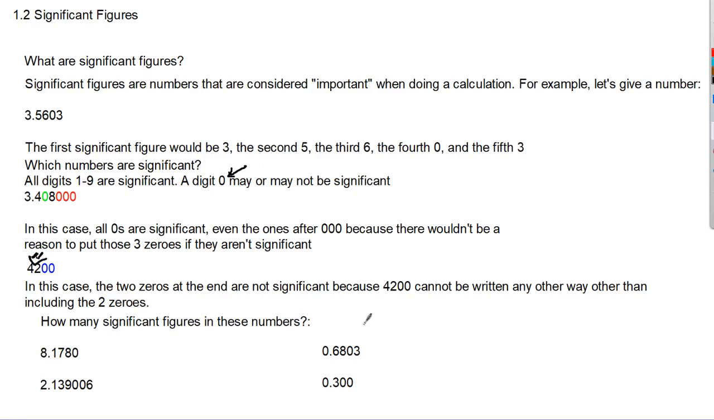So how many significant figures are in this number? The 0 is significant, so we have 1, 2, 3, 4, 5 digits. 5. I'm just going to shorten it to sig figs.